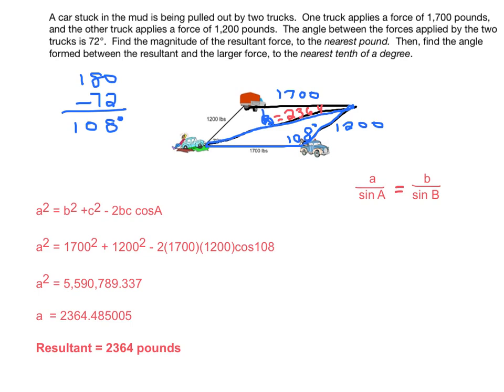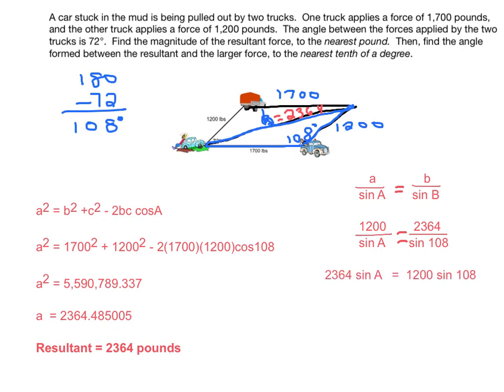So for a, I'm going to use 1,200 over sine of A, this is the angle we're looking for, and for b, we can use 2,364 over sine of the angle across from it, which is 108. So when we plug it into our formula, this is what we get. Now we're going to cross multiply to solve. We can do 2,364 times sine of A equals 1,200 times sine of 108.